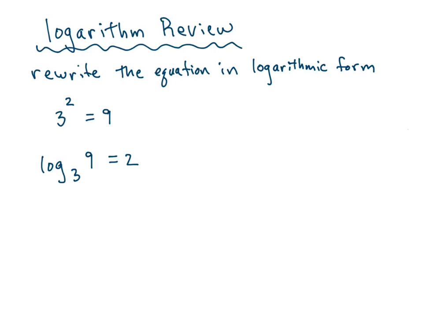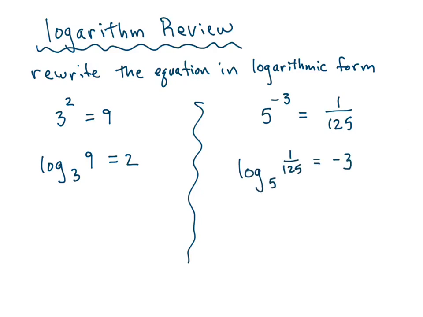Another example of this would be 5 to the negative third equals 1 over 125. So if I want to just rewrite that in logarithmic form, I start with the base. Base on this one is 5, so it would be log base 5. And then I just switch the position of the negative 3, the exponent, and the solution, which becomes the argument. So we have log base 5 of 1 over 125 would equal negative 3.